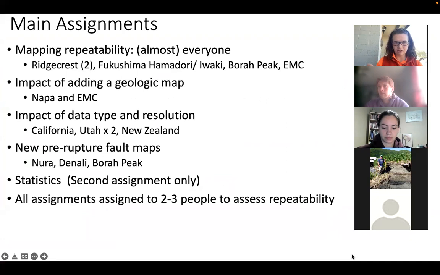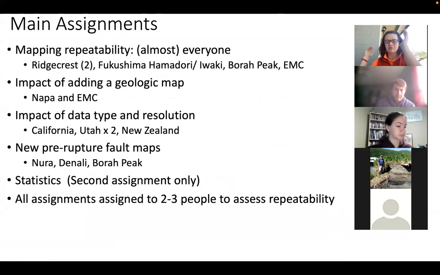Okay, so to give you an overview, there's six or so main assignments that you've been assigned. Pretty much everyone is going to be doing the mapping repeatability assignment. Some of you will do it in this first half, some of you will do it in the second half, and a few people who have seen all of these areas before are not going to be doing it.